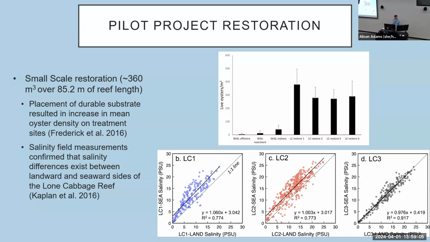Additionally, what they found was that salinity field measurements confirmed that a salinity difference existed between the landward and the seaward sides of the Lone Cabbage Reef. Basically, the physical reef structure may have some part in modulating overall freshwater intake within the system, which could result in lower salinity conditions on the landward side of the reef.